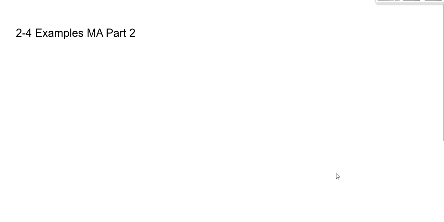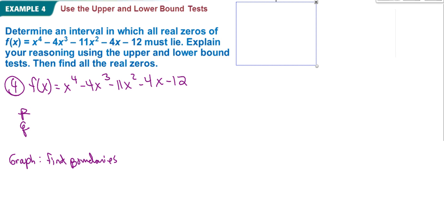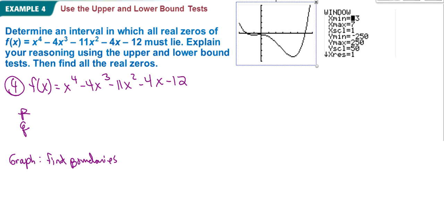This is a recording for math analysis, and this is 2.4 examples, and we are finding zeros of polynomial functions. I left you with asking you to find P over Q and to find these upper and lower bounds. So I'm going to show my graph that I came up with and my window. It's a little hard to see because the cursor on the graphing calculator was in the way.